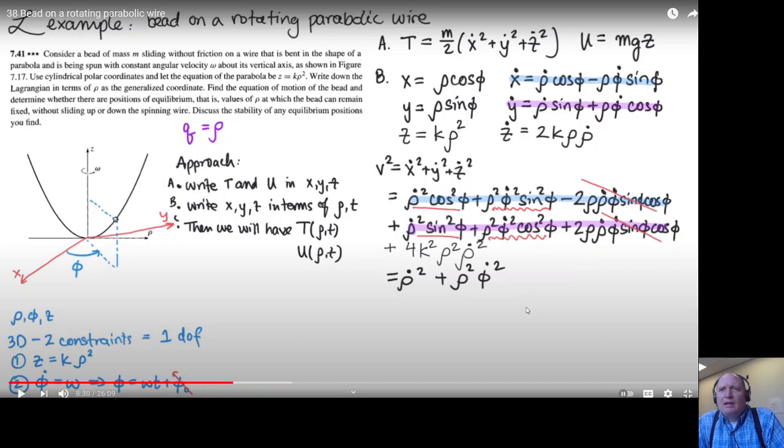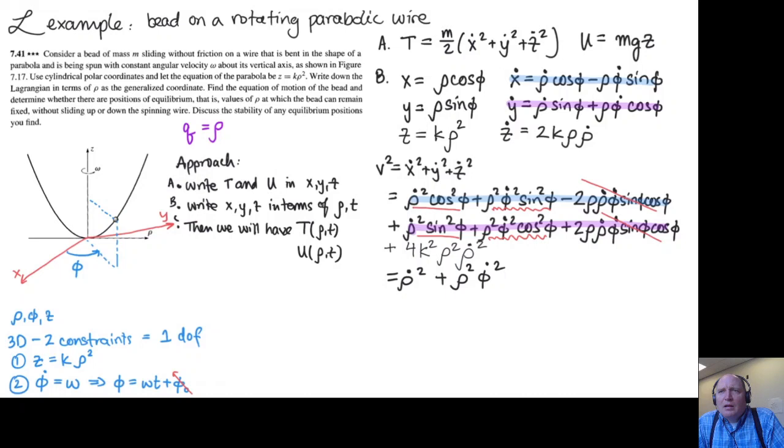Let's go. So those terms are going to cancel because they're equal and opposite. And then I have my z dot squared term, which is 4k squared rho squared rho dot squared. Really interesting. So now I have a kinetic and a potential energy, which means I have a Lagrangian.